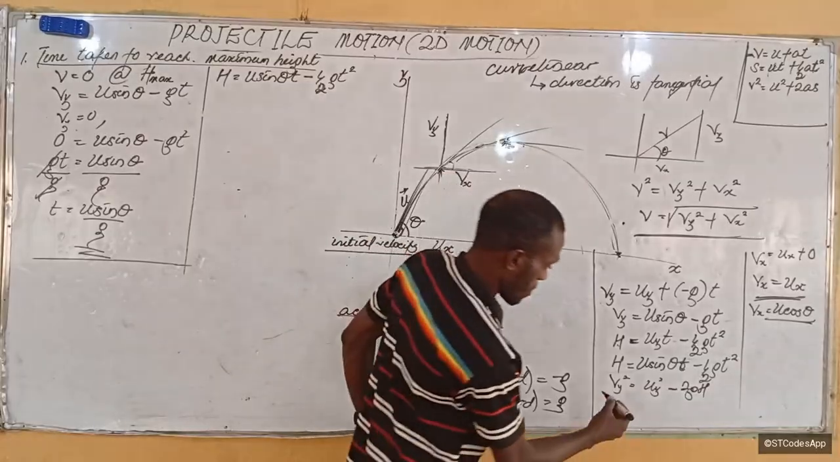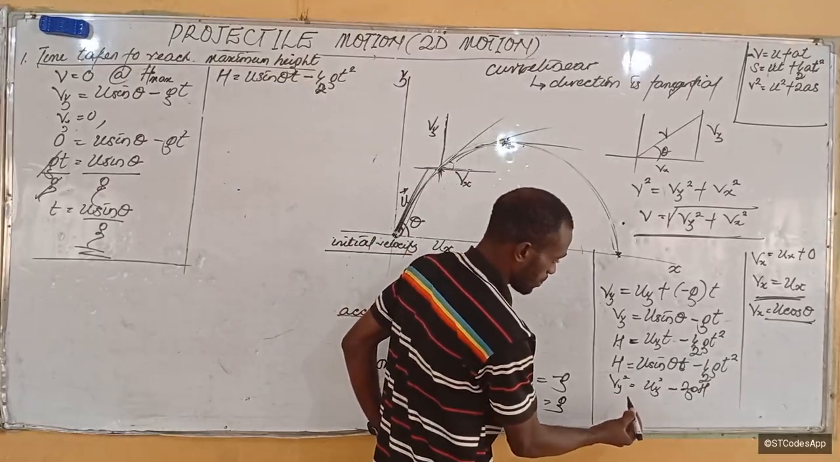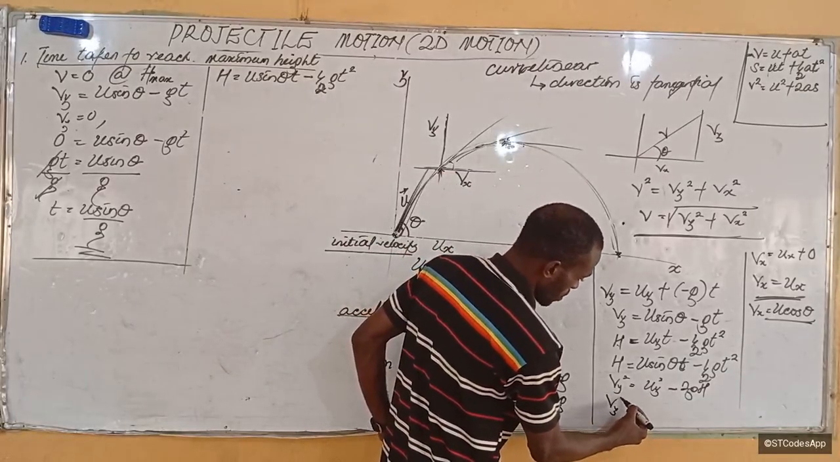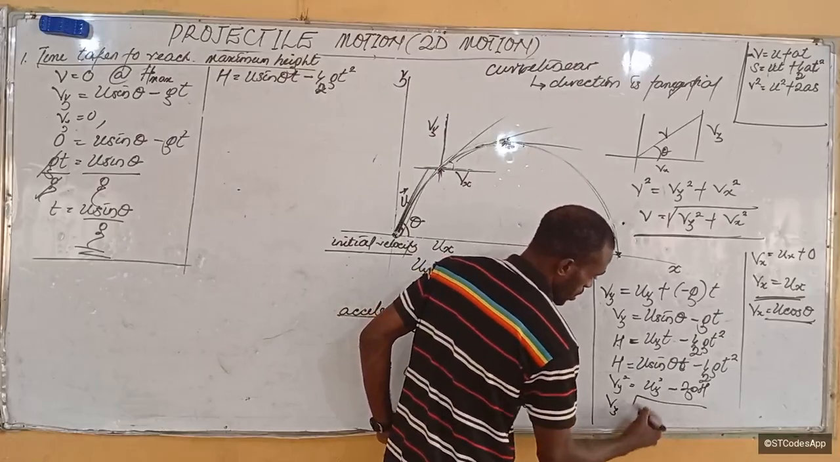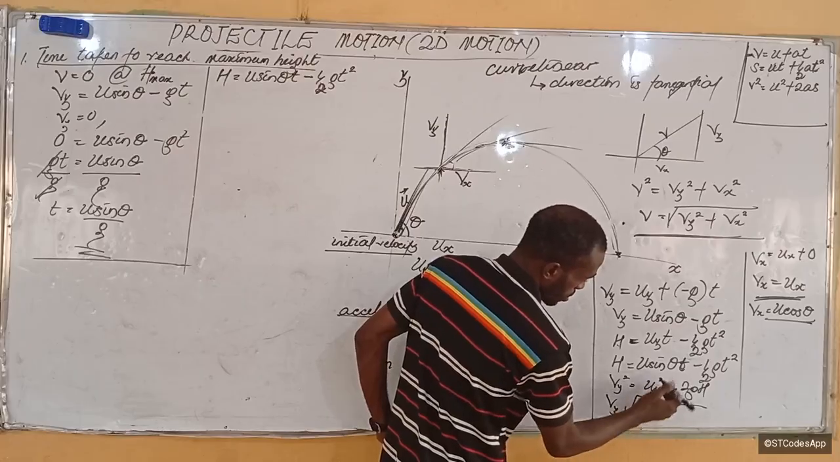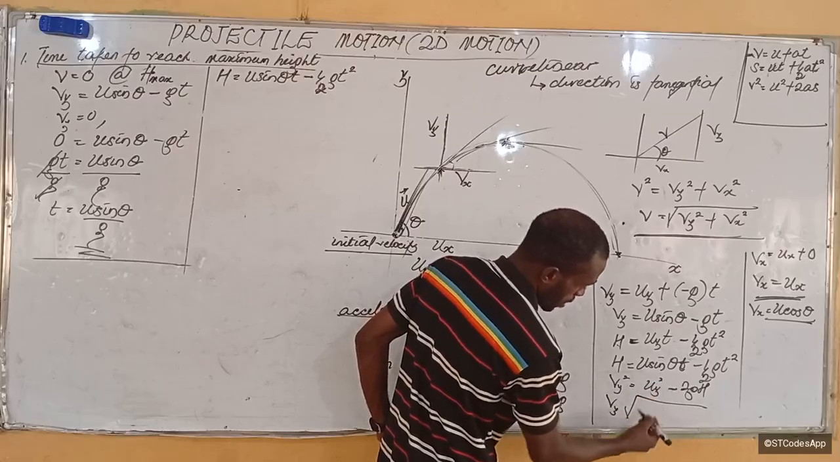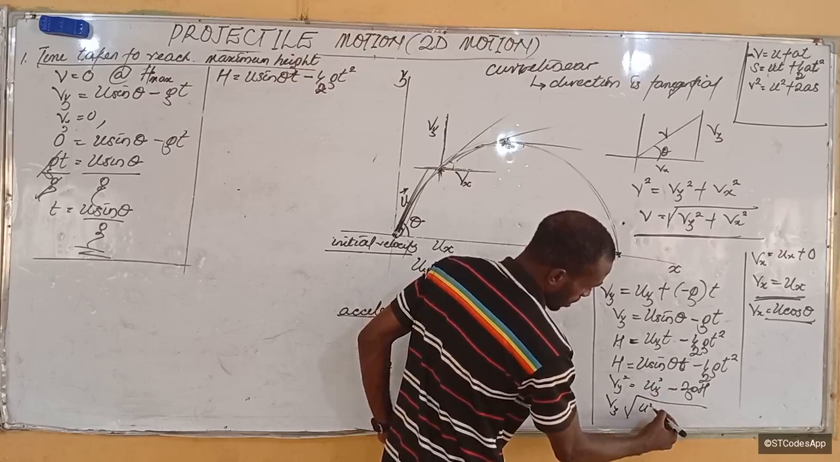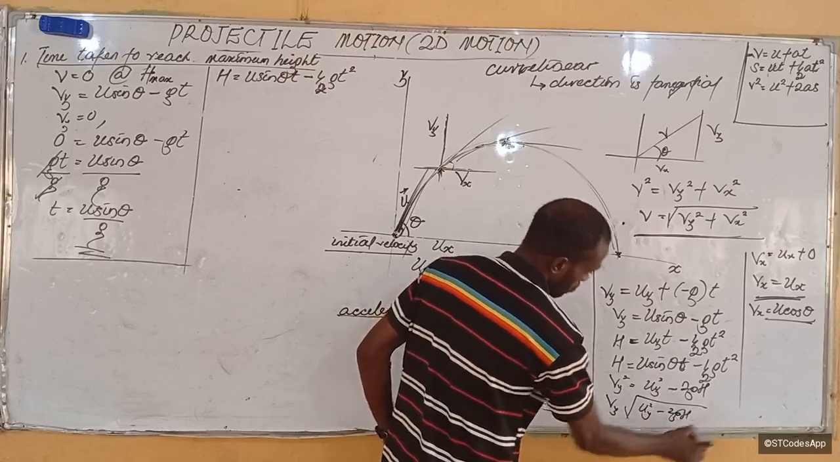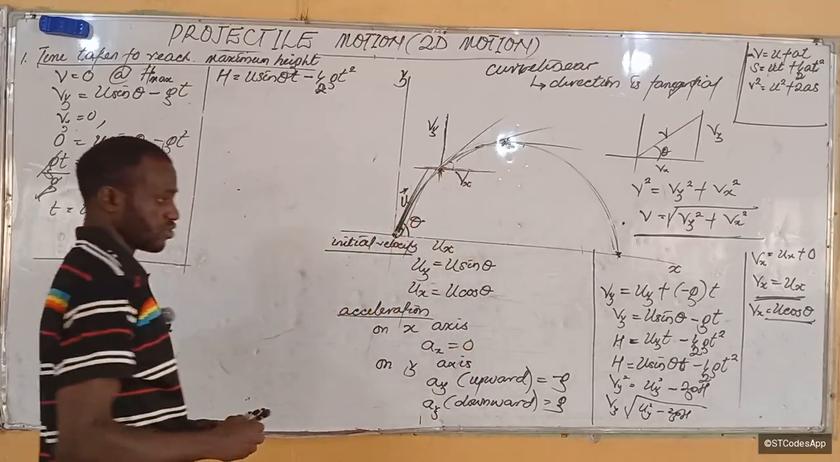Is that clear? But the point is that you can transform your formula. V sub y will be equal to the square root of u sub y, which becomes u sine theta, but let's leave it this way, minus 2gh. So it doesn't really change much.